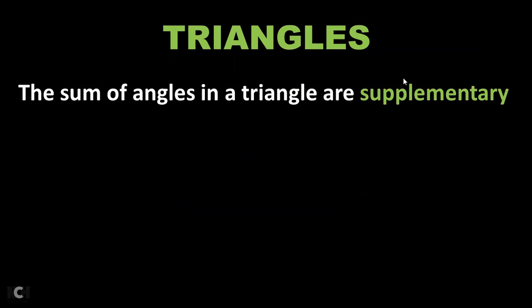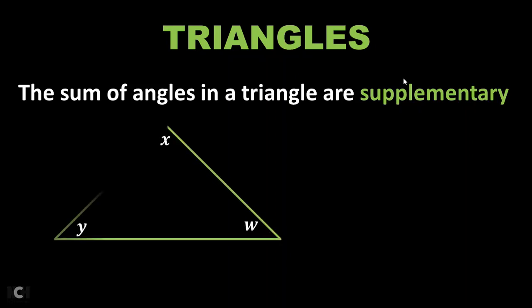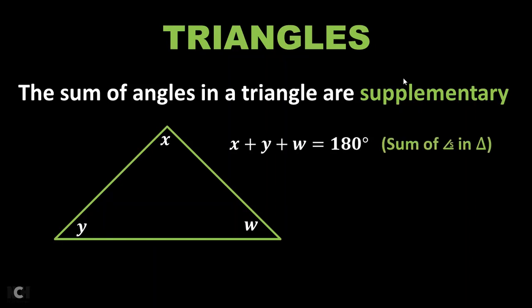We know that the sum of angles in a triangle are supplementary. We both know what the word supplementary means. It means that angles add up to 180 degrees. So suppose we have a triangle. So this will mean that angle X plus angle Y plus angle W will be equal to 180 degrees. So for this statement, we will use this short and acceptable reason: sum of angles in a triangle.